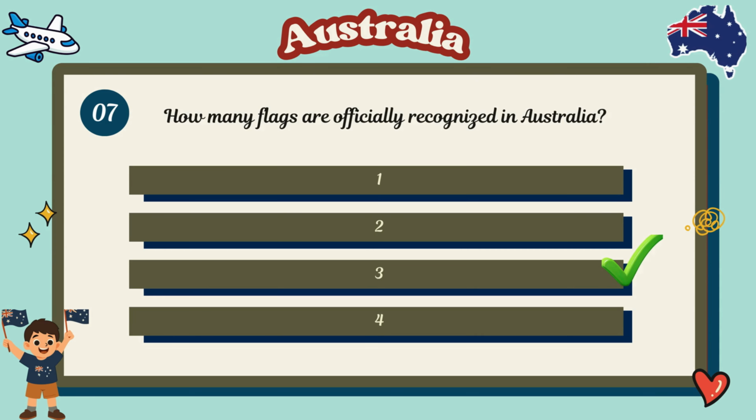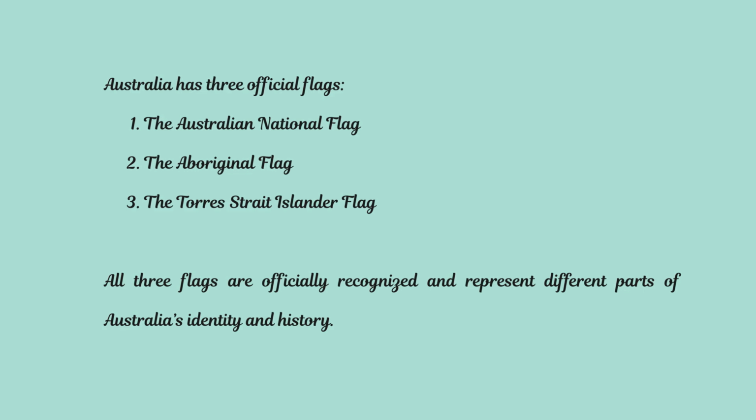Correct answer, C. 3. Australia has 3 official flags. 1. The Australian national flag. 2. The Aboriginal flag. 3. The Torres Strait Islander flag. All 3 flags are officially recognised and represent different parts of Australia's identity and history.